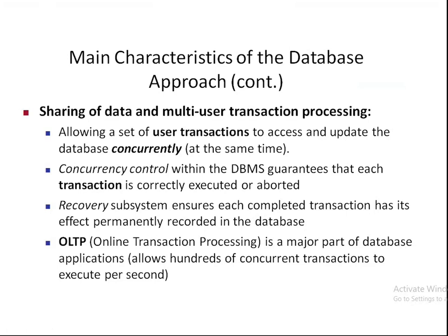Then we have sharing database and multi-user transaction processing. So multi-user DBMS allows multiple users to access the database at the same time. This is essential if data for multiple applications is to be integrated and maintained in a single database. DBMS includes concurrency control software to ensure that several users trying to update the same data do so in a controlled manner so that the result of the update is going to be correct. So this is all included in the transaction processing applications.